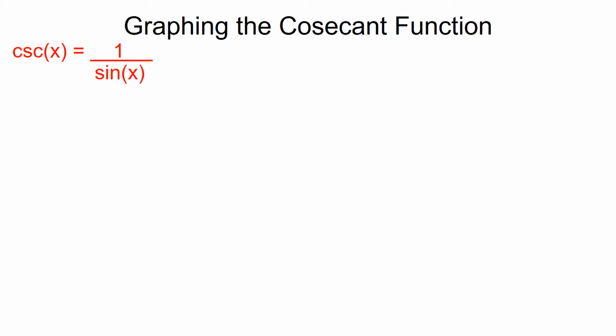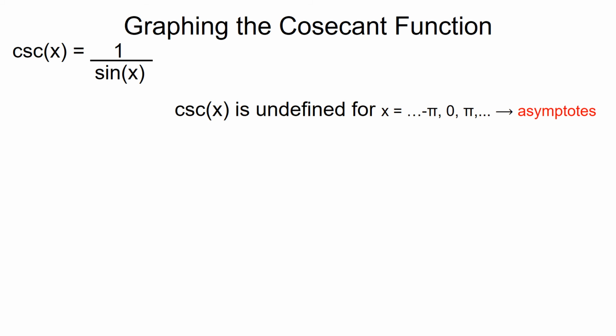The first step in graphing the cosecant function is recalling that cosecant of x is the reciprocal of sine of x. Since the denominator of cosecant of x cannot equal 0, we have to exclude values of x for which sine of x is equal to 0, which are the integer multiples of pi. These values of x are the locations of vertical asymptotes of cosecant of x.